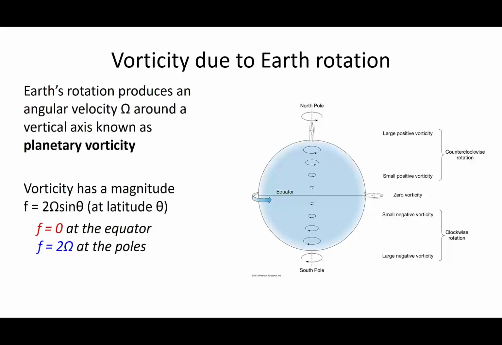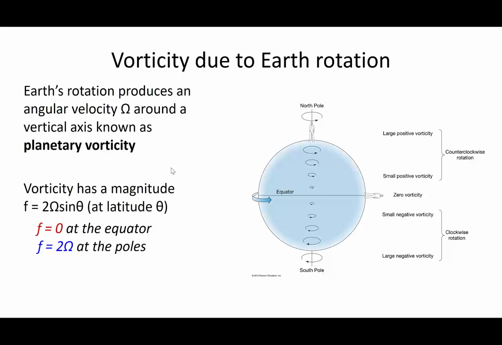To better understand current flows in the ocean, we need to understand the effect of Earth's rotation in producing an angular velocity, omega, around the Earth's axis of rotation. This angular velocity is known as vorticity. Vorticity has a magnitude equal to 2 omega sine theta.